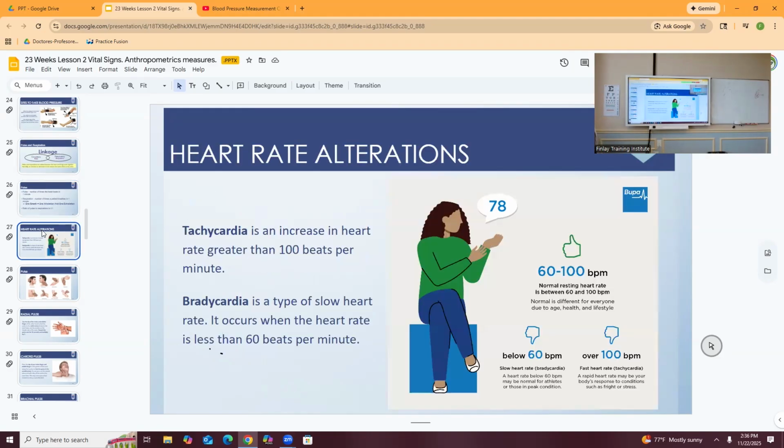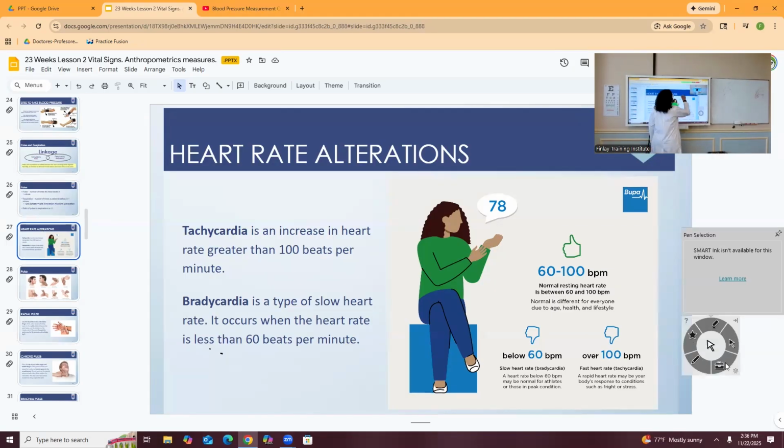The heart rate or the pulse then is going to be, from normal, from 60 to 100. How many seconds are in a minute? 60.